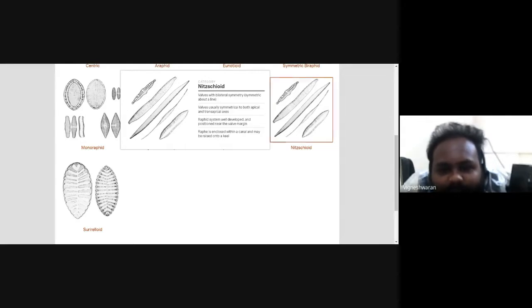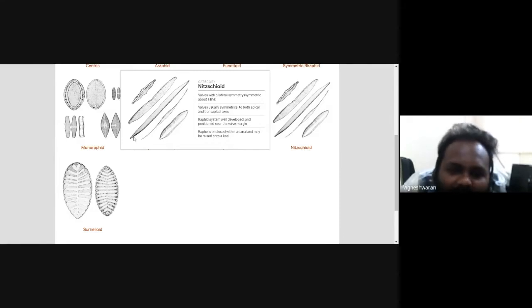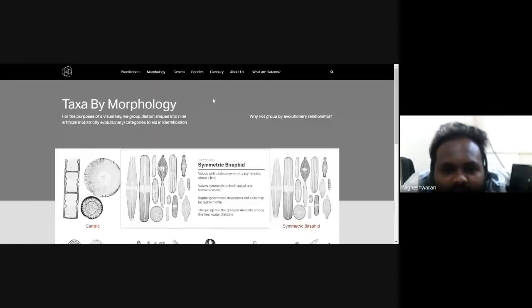Another structure is nitzschioid. This diatom will look like this nitzschioid shape. This diatom also has raphe, but the raphe will be present in one margin of the diatom. If you see from the bottom to top, there is some structure called keel. I will show you what that keel is. Keel or fibulae, they will be called both.